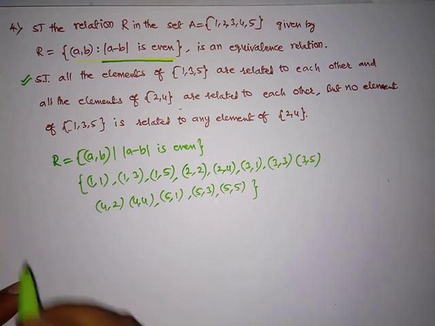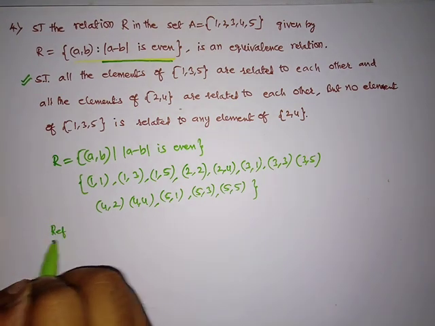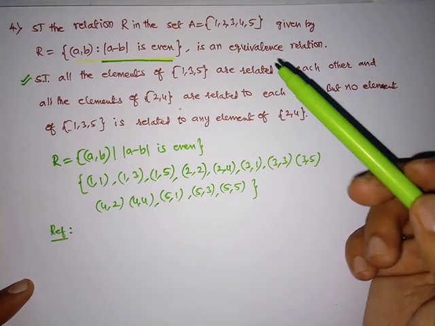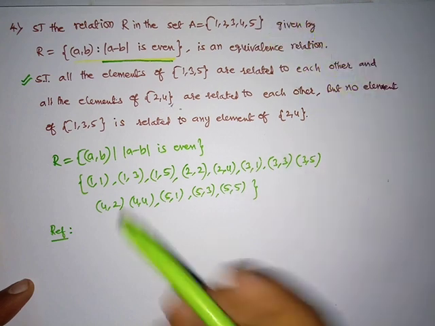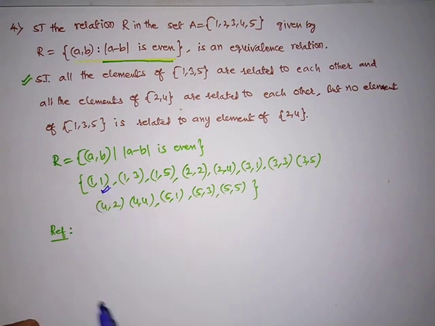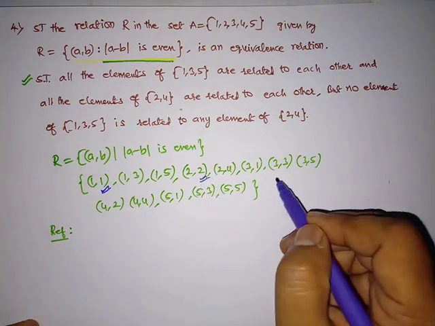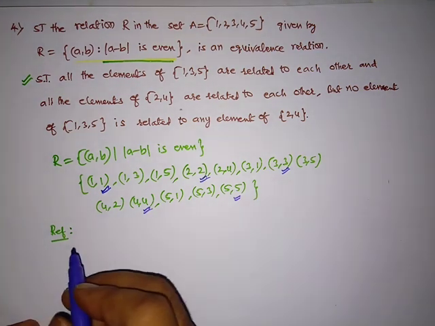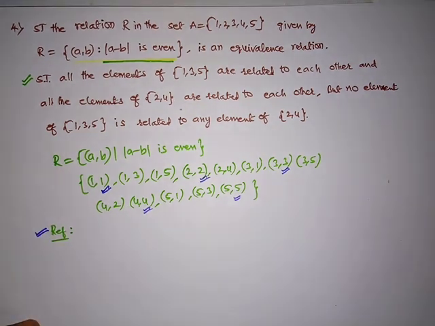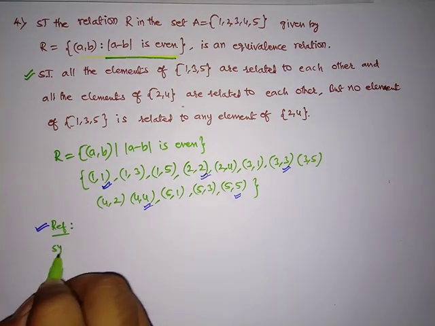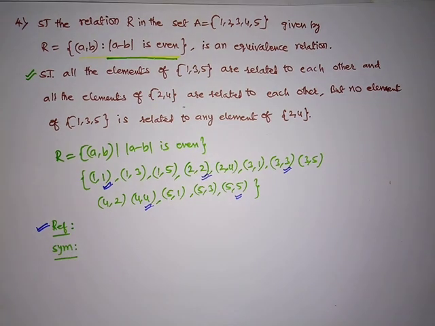First of all, whether the given R is reflexive or not. Set A contains the elements 1 to 5. So first of all, 1 comma 1 is present, 2 comma 2, 3 comma 3, 4 comma 4, 5 comma 5. So all the elements are present. Then the first one is said to be reflexive. Then coming to the next, whether it is symmetric or not.